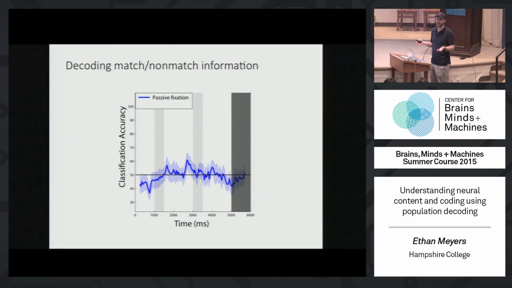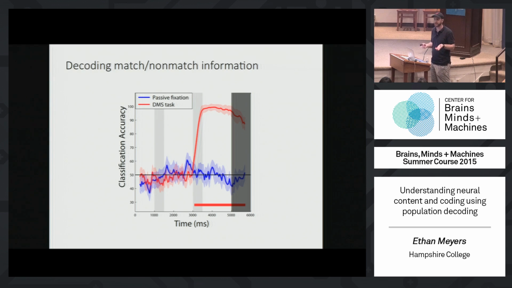How many people think there was? OK, it would be a pretty boring talk if there wasn't. Which area are we talking about? We're talking about dorsolateral, actually both dorsal and ventral lateral prefrontal cortex. Yeah, indeed, there was information there. In fact, we could decode nearly perfectly from that brain region, way up here at the time when the second stimulus was shown.